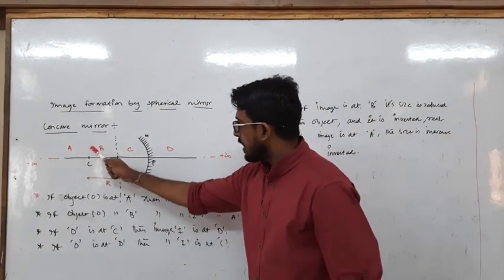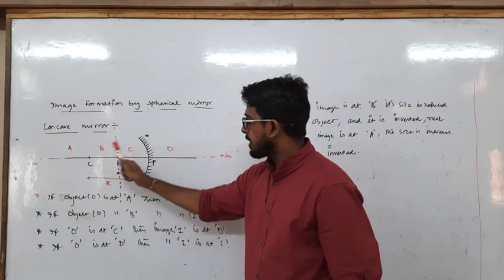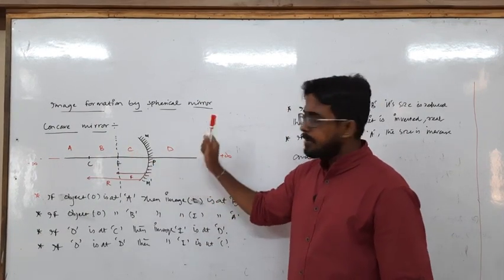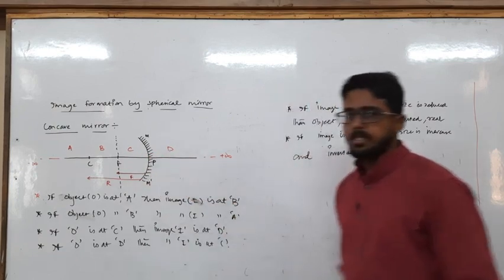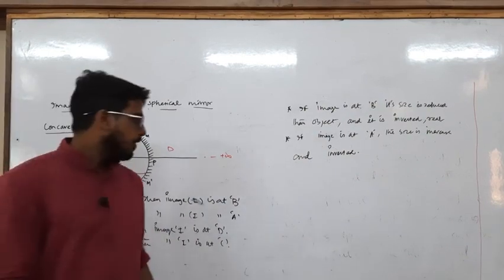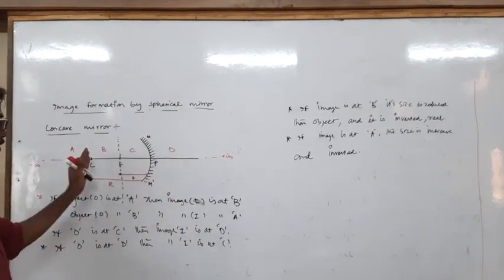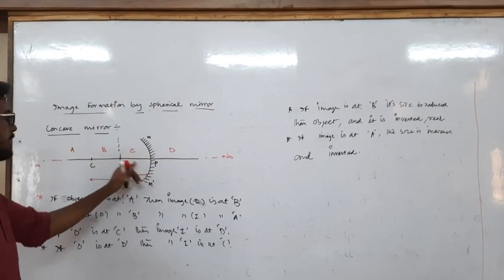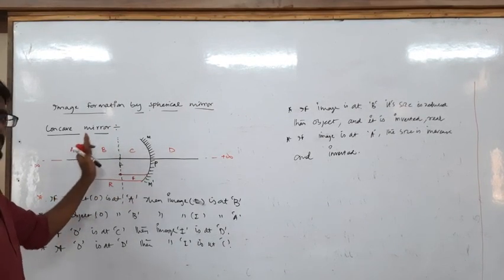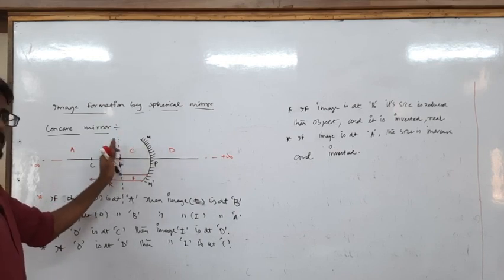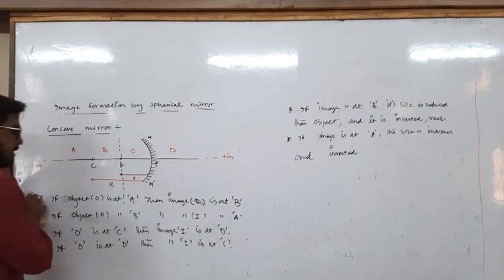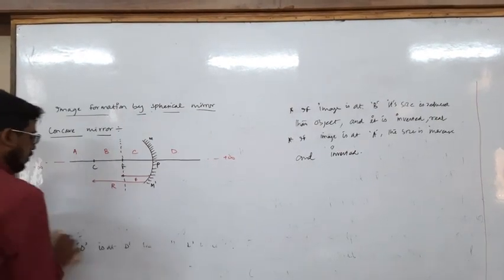If the object is at A, the image must be at B. If the object is at B, the image must be at A. Similarly, if the object is at C, the image must be at D. If the object is at D, then the image must be at C. This is for a concave mirror. You have to remember these points. Object and image never interchange between B and C. That means an object and image to the left of the focal plane never come to the right, and an object and image to the right of the focal plane never come to the left of the focal plane. This is the same for the convex mirror also.